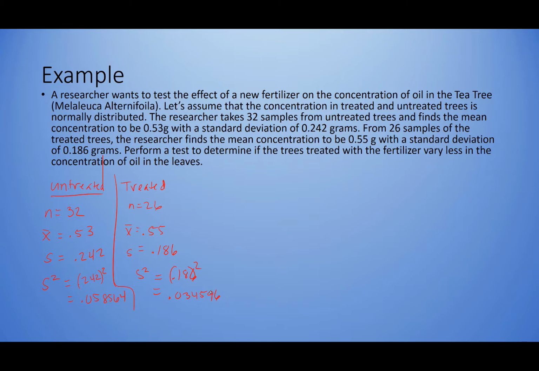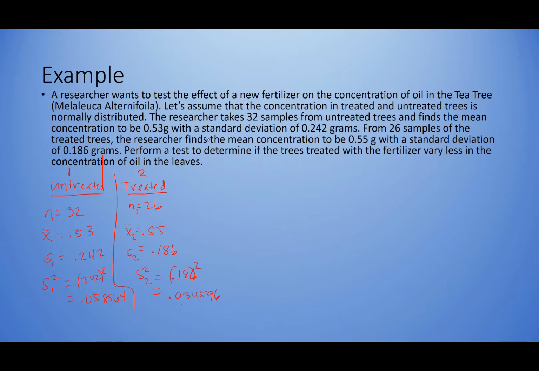0.034596. Now, it told me previously that group 1 was the one with the larger sample variance. Well, if I look at my values here, my untreated has the larger sample variance. So this is going to be group number 1, and this is going to be group number 2. So I'm going to go ahead and put my subscripts now on each of those, so that way I keep them straight when I'm doing my computations later.